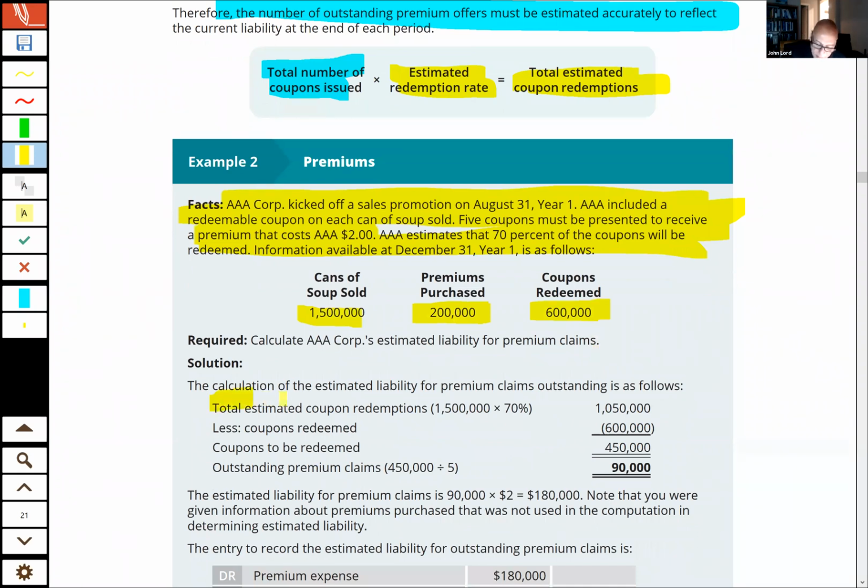So what do I do? I take the number of cans of soup and multiply that by the redemption rate. That means I think they're going to redeem 1,050 coupons, of which 600 have already come in. Notice, by the way, that the premiums purchased is irrelevant here. Okay, so then what?